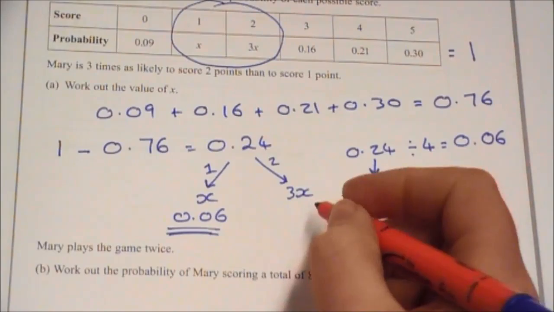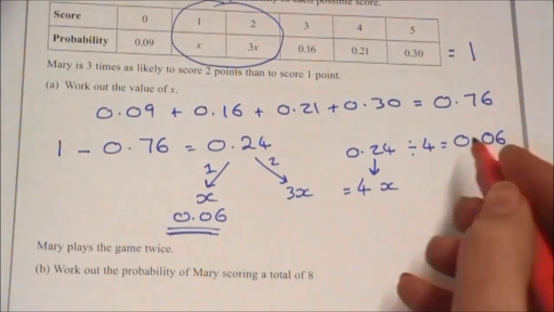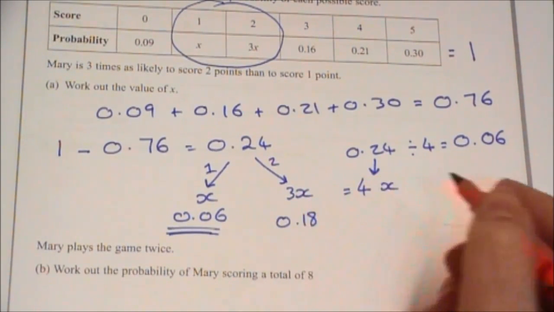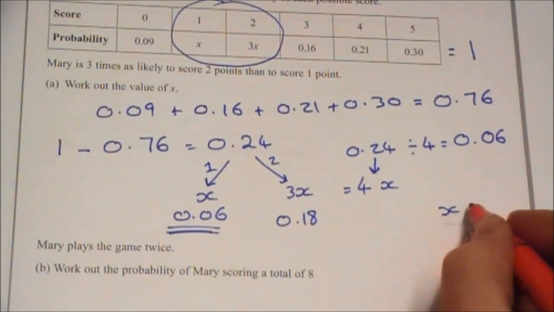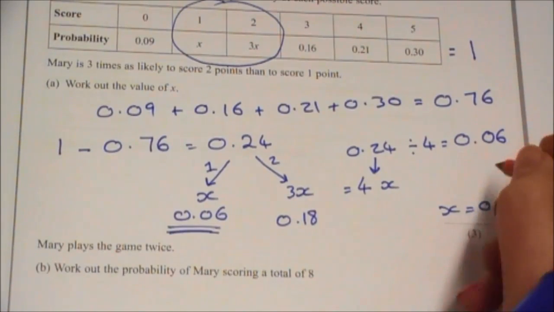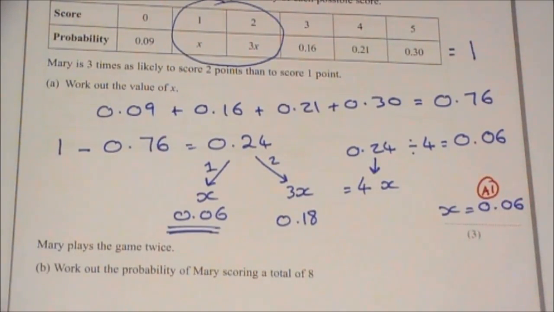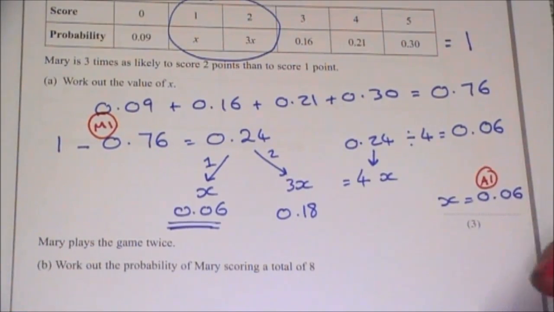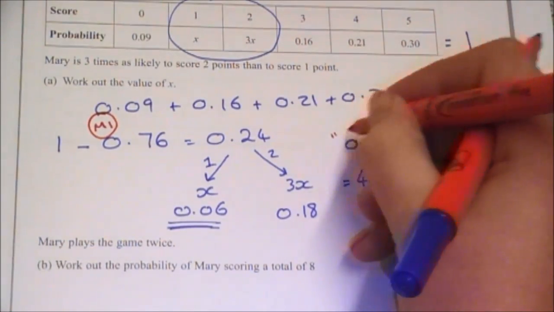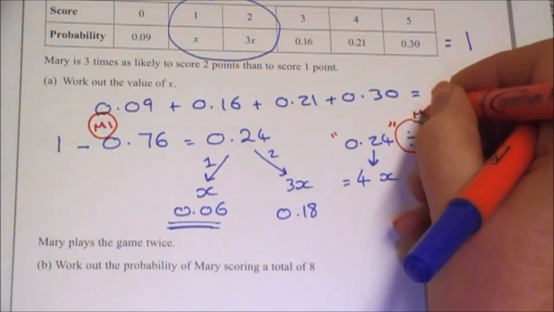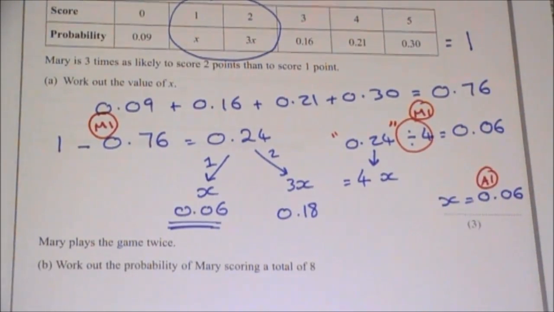It doesn't ask, and you wouldn't need to put it, but I'm just going to show you that if I was to do that 0.06 times by 3, that would then give me 0.18. Just going to make the statement on the answer line that x is equal to 0.06. The marks for this are an answer mark for getting the final answer right. You get a method mark for doing one take away your probabilities, and then you get a second method mark for dividing whatever you feel that probability was by 4. So that's your second method mark there, and that's a 3-mark question.